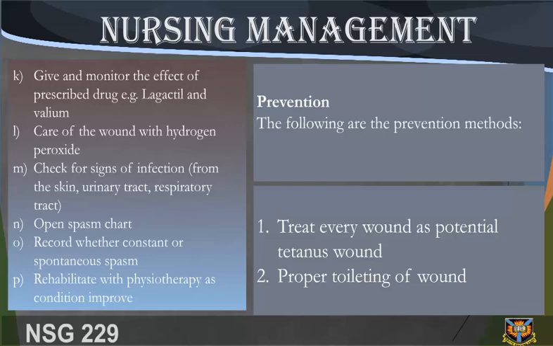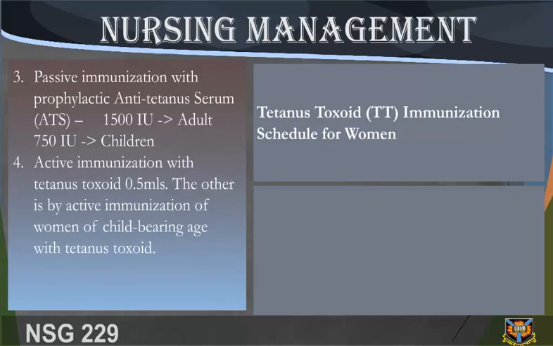Prevention. The following are the prevention methods. 1. Treat every wound as a potential tetanus wound. 2. Proper toileting of wound. 3. Passive immunization with prophylactic anti-tetanus serum, ATS, 1,500 IU for adults, 750 IU for children. 4. Active immunization with tetanus toxoid, 0.5 mls. The other is by active immunization of women of childbearing age with tetanus toxoid.